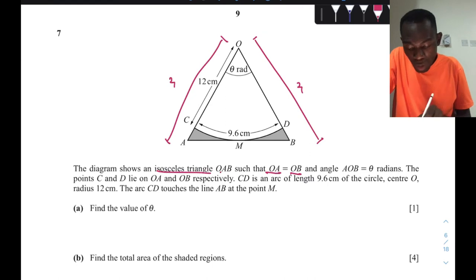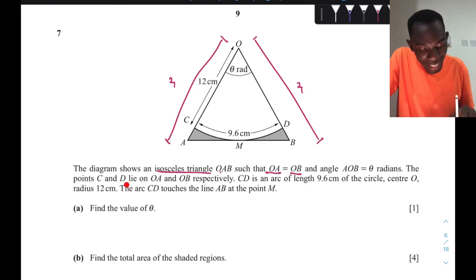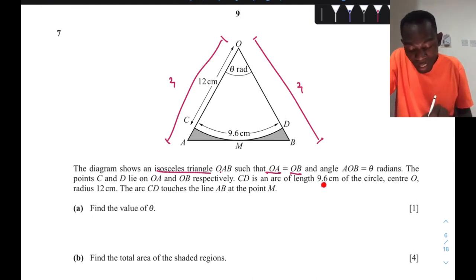Then they told us that the angle AOB is theta. The points C and D lie on OA and OB respectively, and that's true. C is here, D is here, that's cool. CD is an arc length of 9.6. That is very, very important. They gave that to us, so we don't have to highlight it.